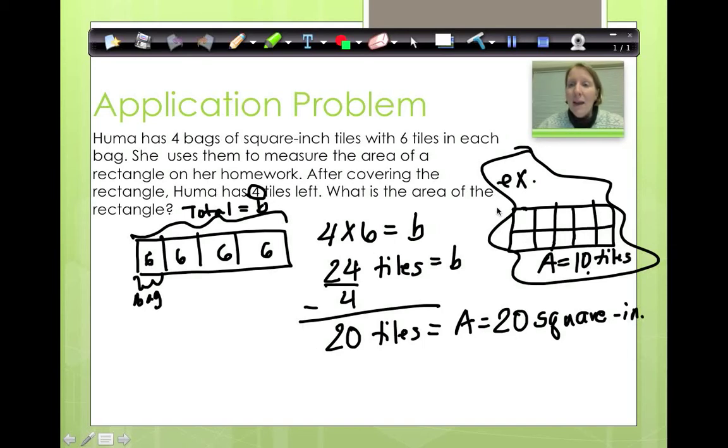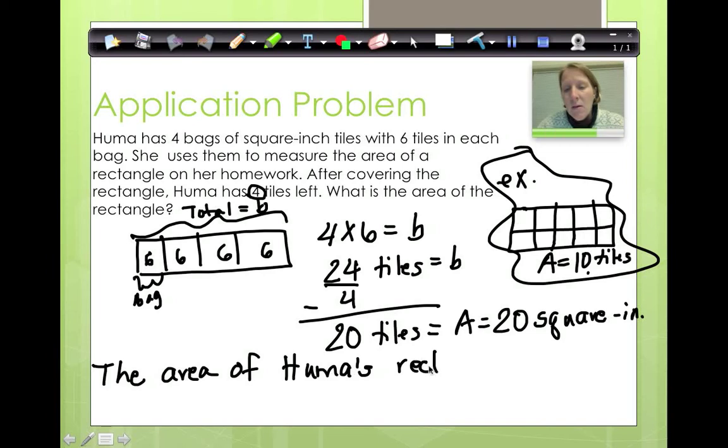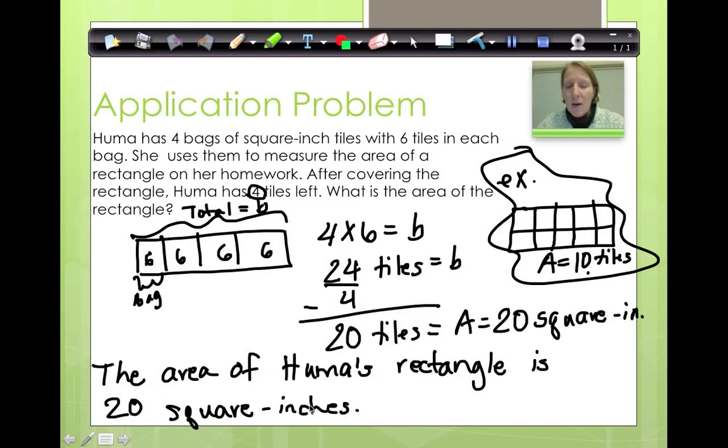Nope. I need to make a statement. I need it to be a correct sentence. So, the area of Huma's rectangle is 20 square inches. Now, I have a capital, I have a period. This is the correct sentence.